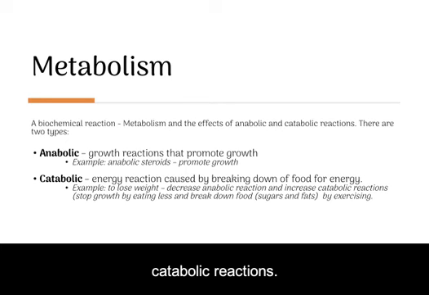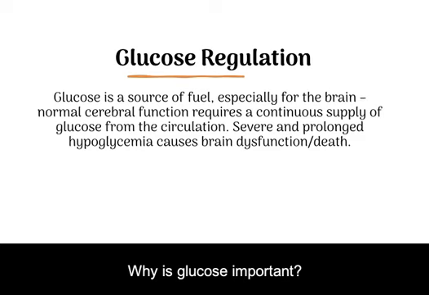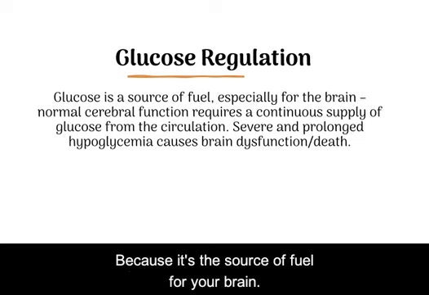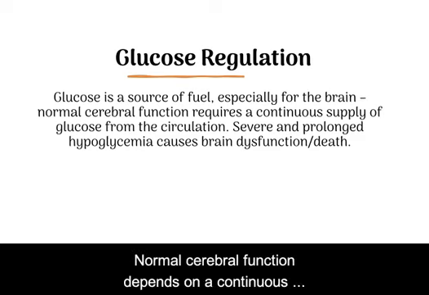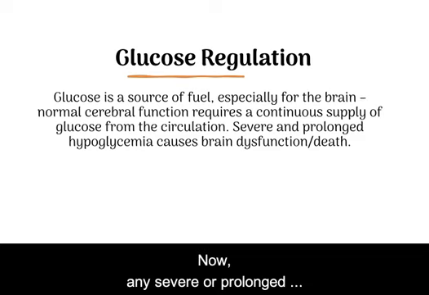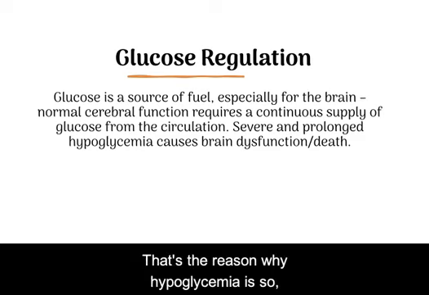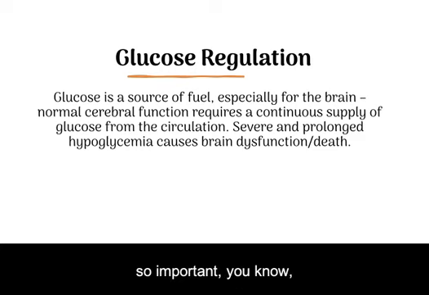Glucose regulation, why is it important? Why is glucose important? Because it's the source of fuel for your brain. Normal cerebral function depends on a continuous supply of glucose from your blood circulation. Now, any severe or prolonged hypoglycemia can actually cause brain dysfunction and even death. That's the reason why hypoglycemia is so important to understand, to recognize, and to manage immediately.